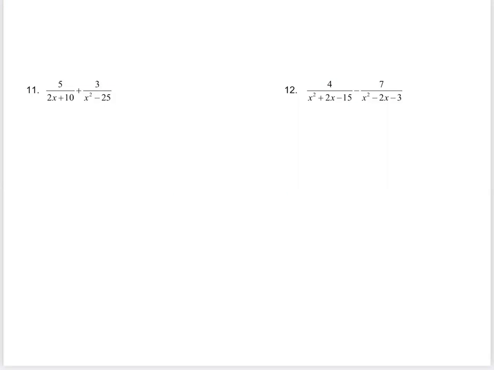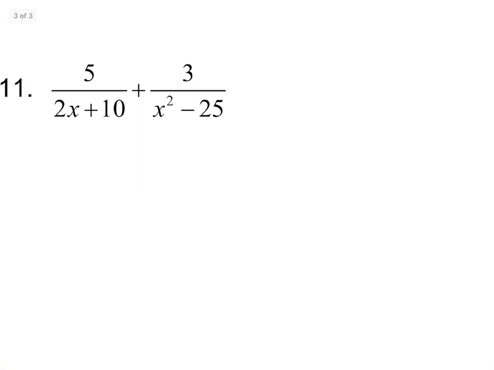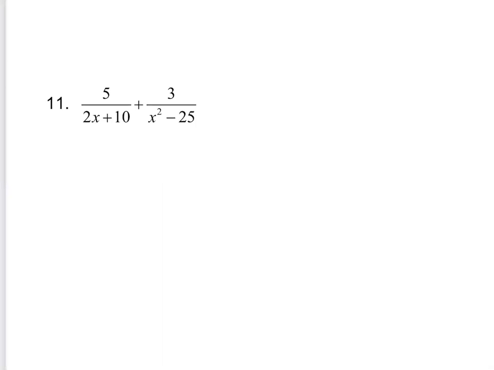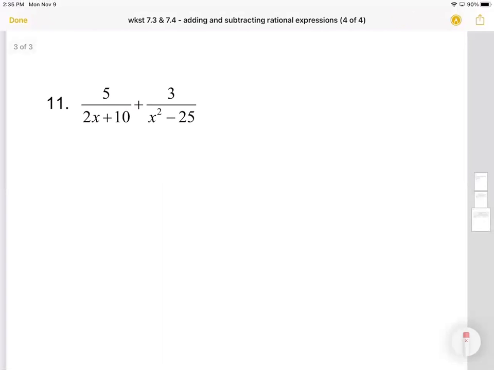Well, first of all, hopefully you see that the main difference in number 11 and number 12 is that there is no equal sign. If they don't have an equal sign, we call this an expression, and not an equation. To simplify this expression, we have to do something a little bit different, okay?